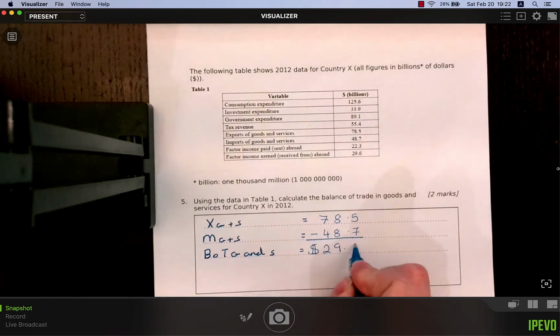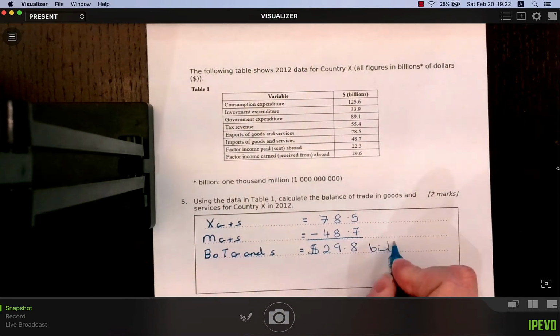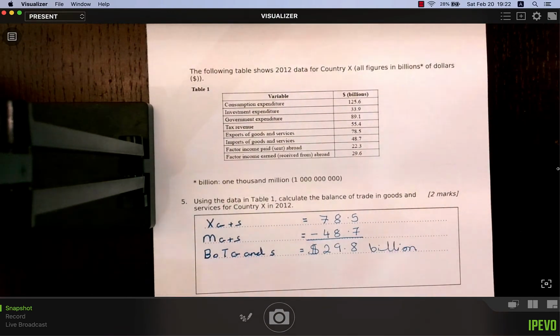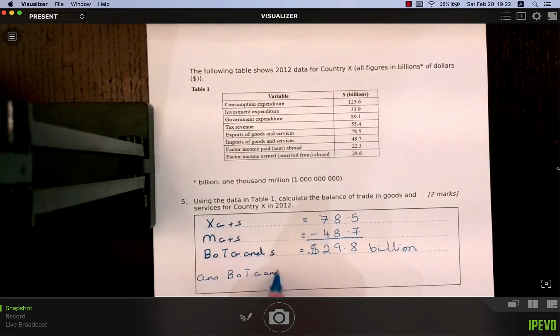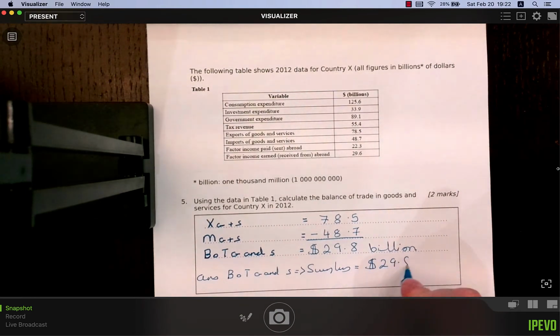$29.8 billion. Okay, it is a surplus. Okay, why not? Answer: balance of trade in goods and services is a surplus equal to 29.8 billion.